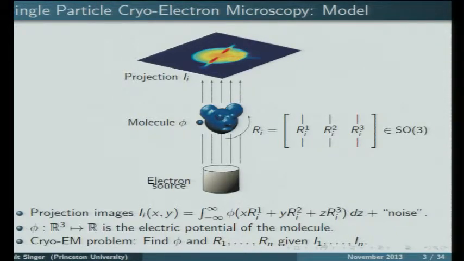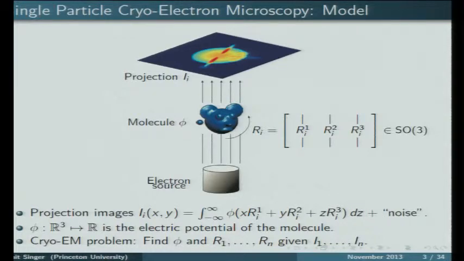You can ask me, like Tom asked me over lunch, okay, why don't they just tilt the specimen, the ice layer, and take another set of projection images? Then the relationship between the rotation matrices will be known. This is actually something that is done, and it is called electron tomography. The reason we don't do it here is that we basically sacrifice resolution by doing so.